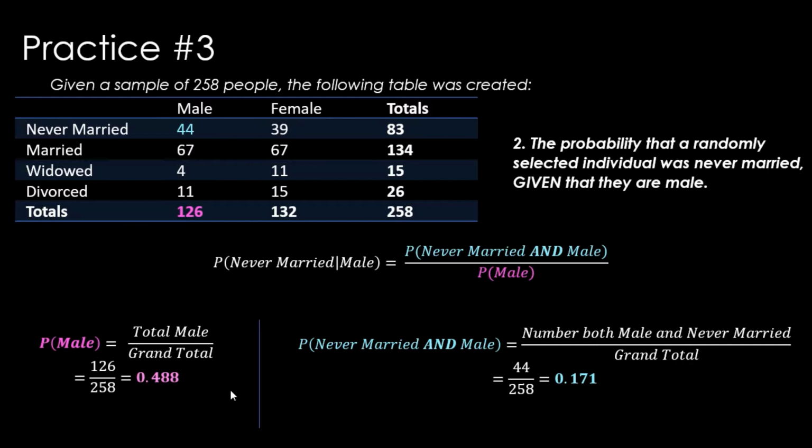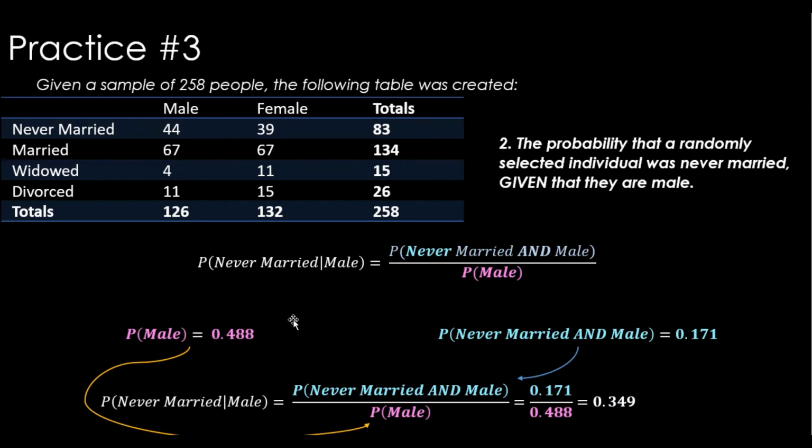Next, let's find the probability of never married and male. The ratio we need here is the number of people that are both male and never married divided by the grand total. The number who are both male and never married is found in the upper left box, in the intersection of both categories, 44. So our equation becomes probability of never married and male is equal to 44 divided by 258, which is equal to 0.171. Now, for our final step, we plug those two values into the conditional probability formula.